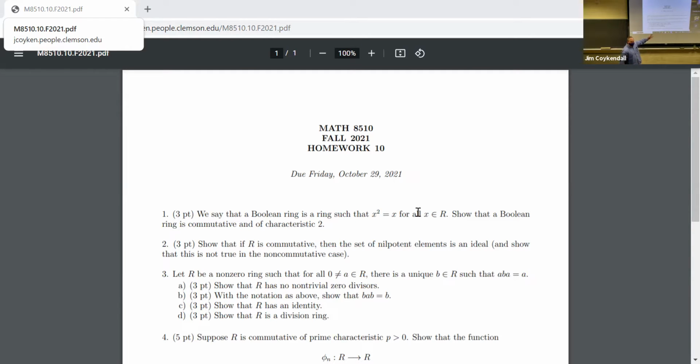This is sort of reminiscent of that problem that every group of exponent 2 is abelian. A Boolean ring is always commutative and has characteristic 2. We're going to talk about what the characteristic means, but that means if you add anything to itself, you get 0. Number 2, show that if R is a commutative ring, then the set of nilpotent elements is an ideal. And give me a counterexample in the non-commutative case.